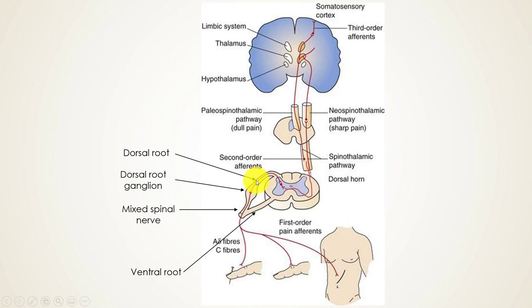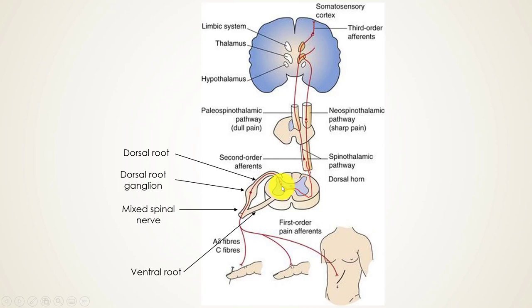This central process synapses onto a specialized type of nerve cell called an interneuron, which is present in the dorsal horn of the spinal cord. So at one end, the primary afferent nociceptive neuron is detecting the noxious stimuli and carrying these electrical impulses to the other end of this neuron, called the central process. And this central process synapses onto a specialized type of nerve cell within the spinal cord called an interneuron, right? Specifically, it is present in the dorsal horn of the spinal cord.